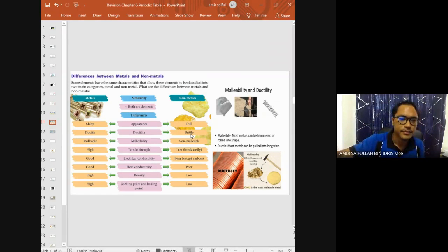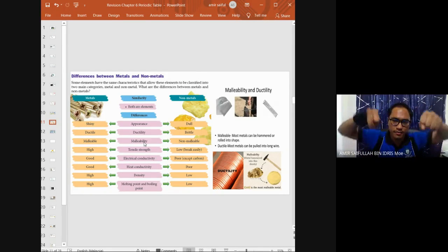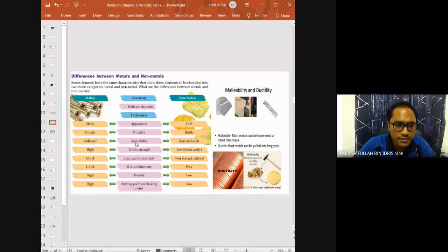Okay. And then malleability, malleable. So malleable is you can shape them. Most metal can be hammered or rolled into shape. So malleability is the ability for you to make the element into becoming a new shape. Turn them into a new shape. So like iron, you can actually shape them into different shape lah that you want to shape. You can bend them, boleh bengkok kan. So that is malleability.